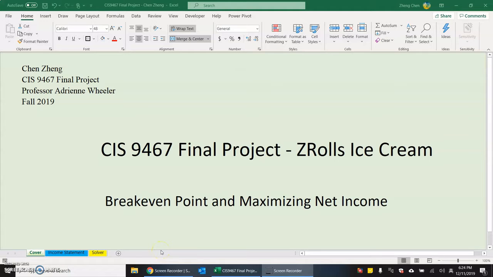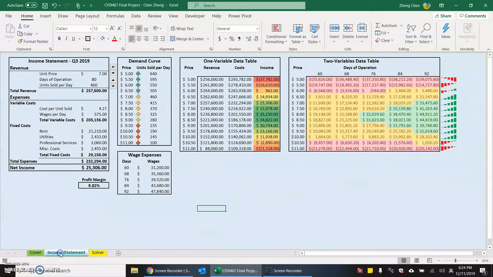And for this project, I'm going to mainly talk about how to find the break-even point and how to maximize net income using the financial numbers that we have from other business examples. I got the third quarter income statement from my cousin, and most of the numbers here are just estimations.